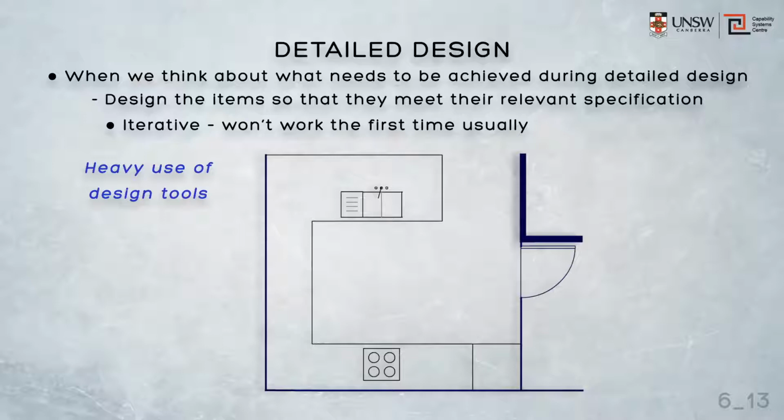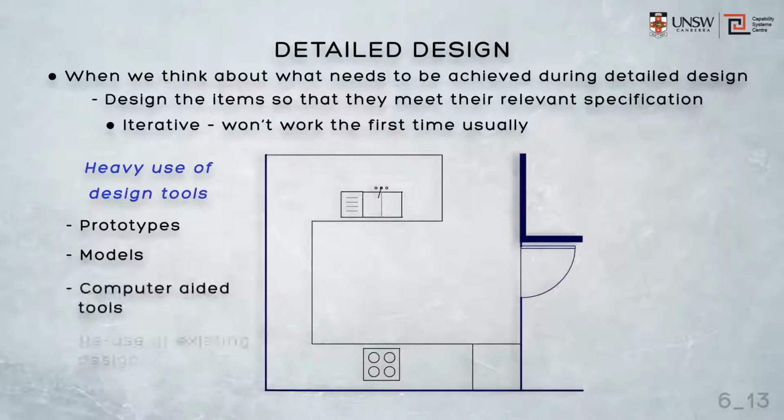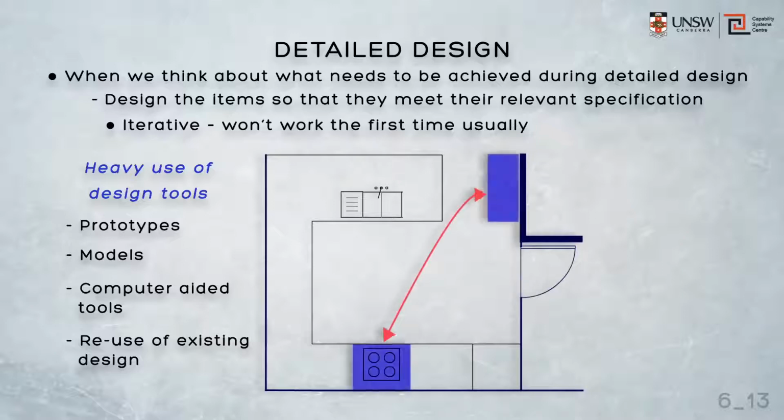Professional engineers will use plenty of tools to help them do this. Some of the common tools that you might find include prototyping, modelling, simulation, and reusing similar designs that have worked before. For example, consider that we're going to try to come up with a detailed design for our kitchen. It's highly unlikely that this design will be done purely on paper.